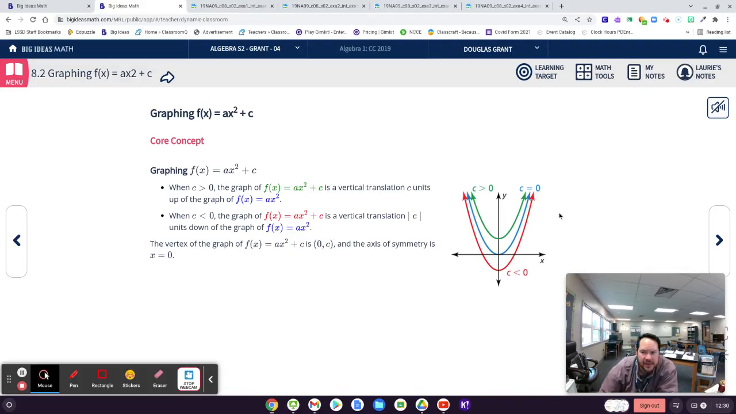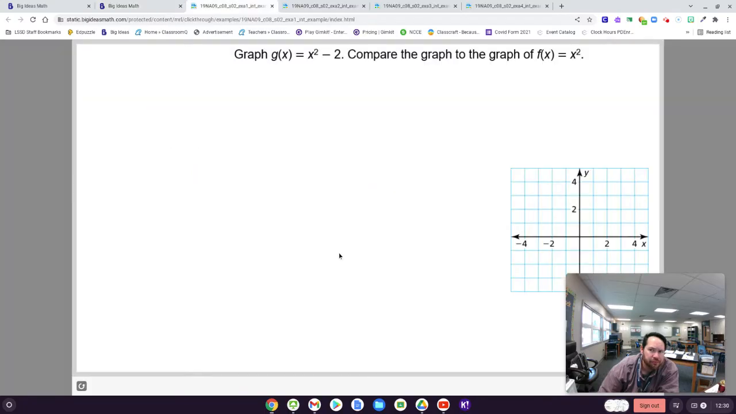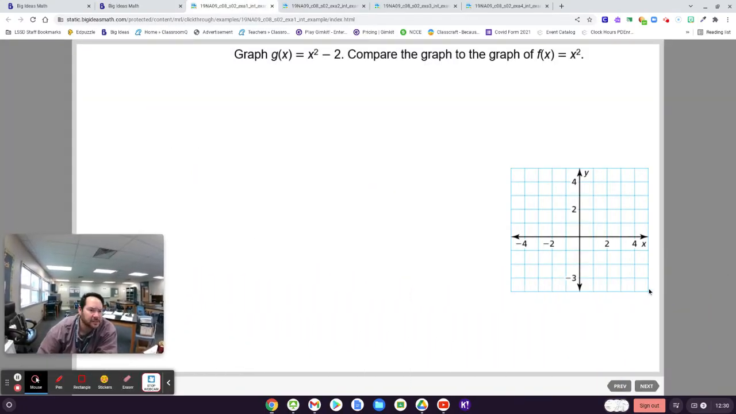Okay, and that is shown right here, which you're going to take some great notes on right now in your notebook. All right, now that you've taken some excellent notes, let's go through an example of this.